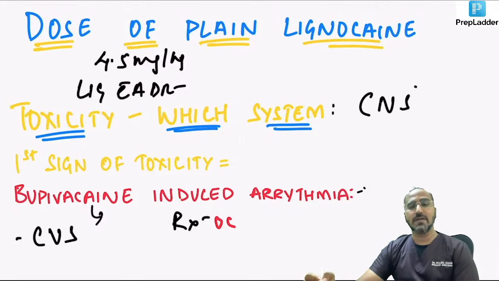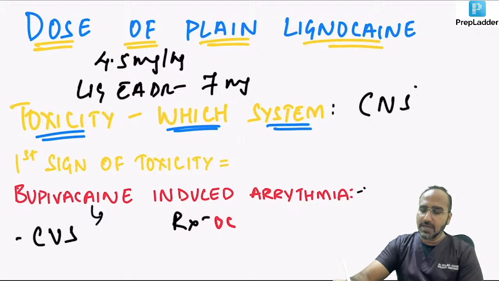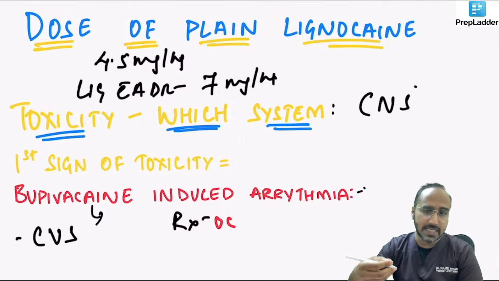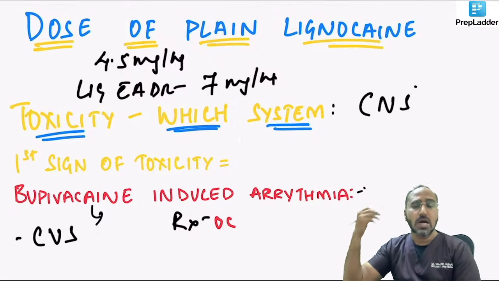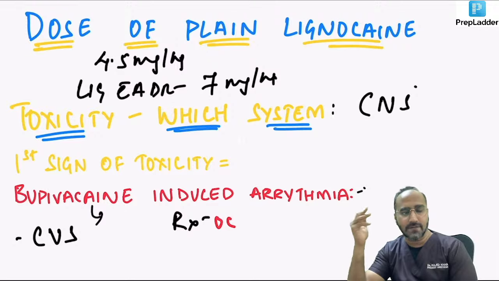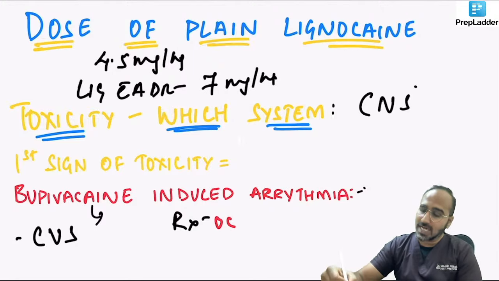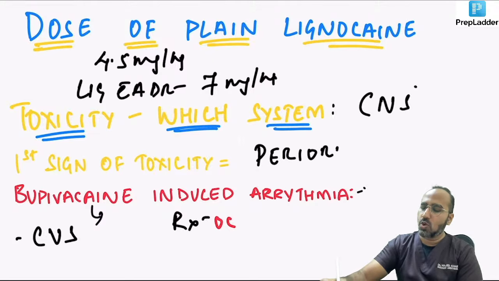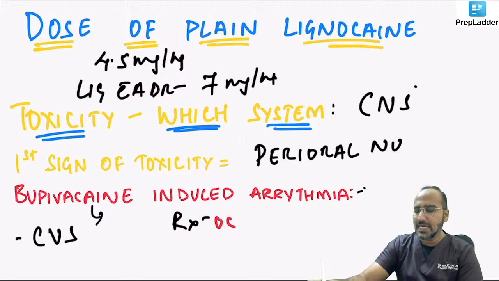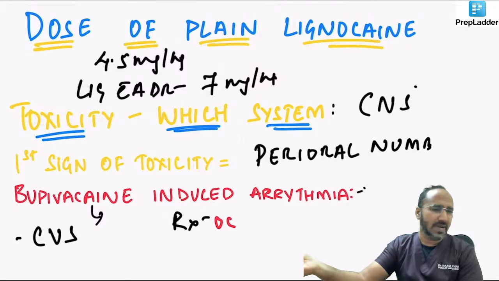But when you are mixing with adrenaline, you can give 7 mg per kg body weight. But if you exceed the dose, the patient will land up in toxicity. Obviously, the first sign of toxicity appears in the CNS. And the first sign is what, guys? It is perioral numbness, followed by tremors, followed by seizures, followed by respiratory or cardiac arrest also. Okay, but the first sign is this one.